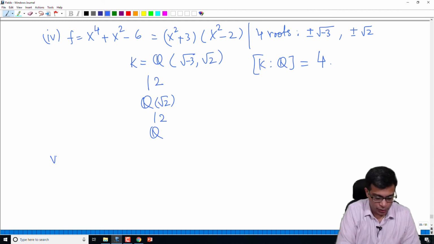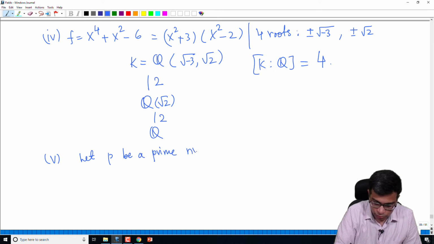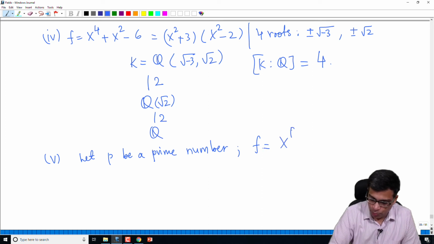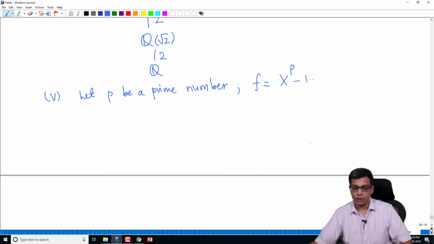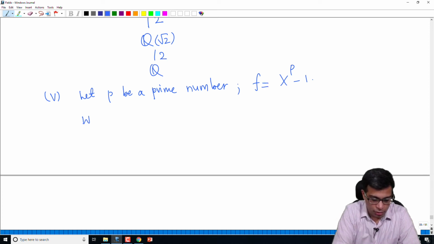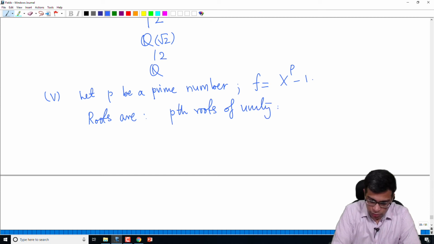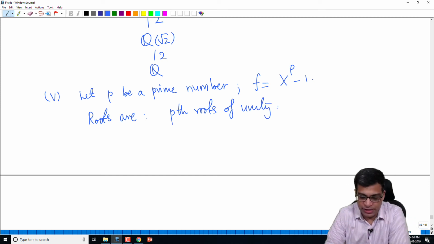And one final example in this problem: let p be a prime number, prime integer as always, and take f to be x power p minus 1. What is the splitting field? Here the roots are pth roots of 1. And what we observe is that because p is a prime number, the degree will be p minus 1.